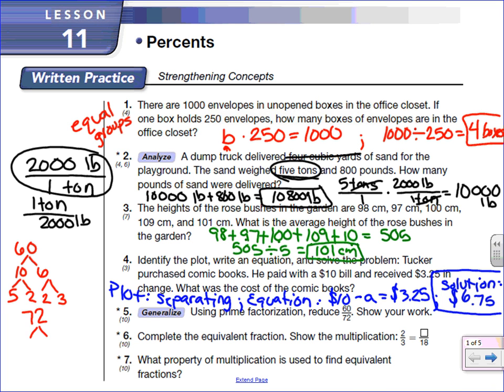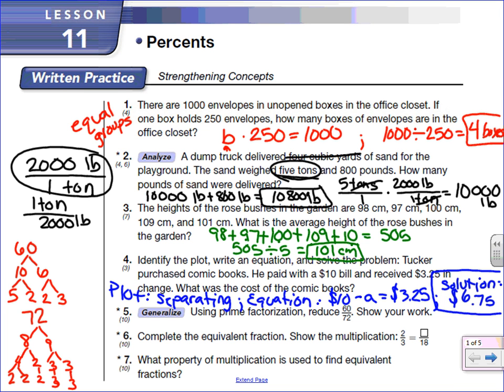Two numbers that multiply to give me 72 are 8 and 9. Two numbers that multiply to give me 8 are 4 and 2. Two numbers that multiply to give me 9 are 3 and 3. And 4 is the only one that's not prime, and 4 is 2 and 2. And then these ones just get carried down.